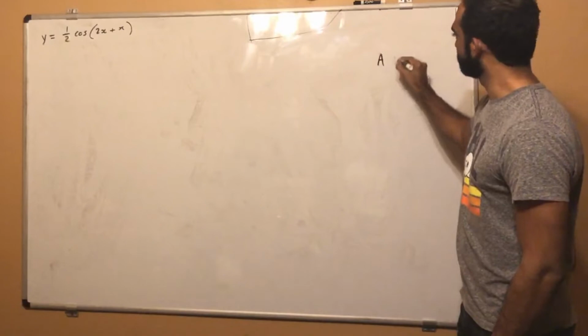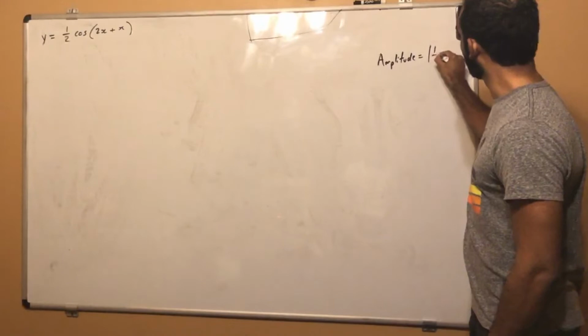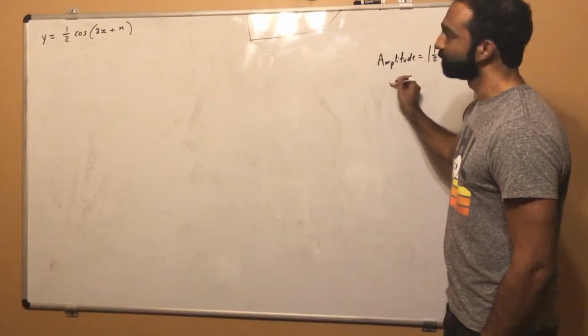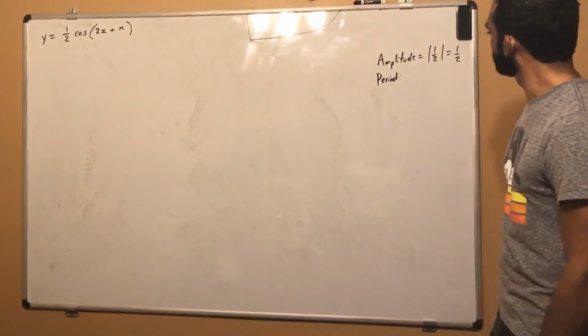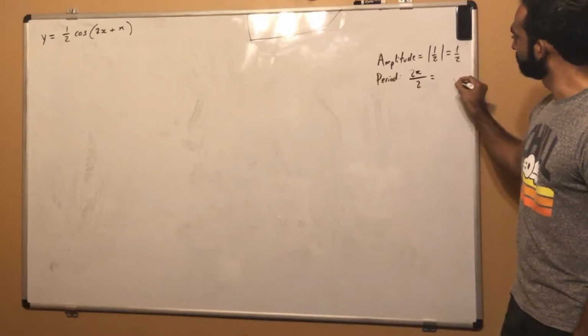What is my amplitude? 1/2. Yeah, absolute value of positive 1/2 is positive 1/2. What's my period? It would be 2 pi over 2, which comes out to be pi. Yes.